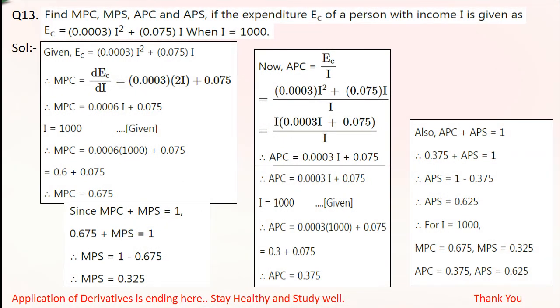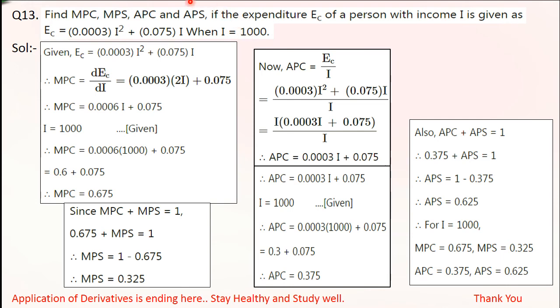Now question number 13. Find MPC, MPS, APC and APS. What are these MPC, MPS, APC, APS? Marginal propensity to consume, marginal propensity to save, and average propensity to consume and average propensity to save. If the expenditure function EC of a person with income I is given as EC is equal to 0.003 into I square plus 0.075 into I, when I is equal to 1000. So we need to calculate all these terms when I is equal to 1000.